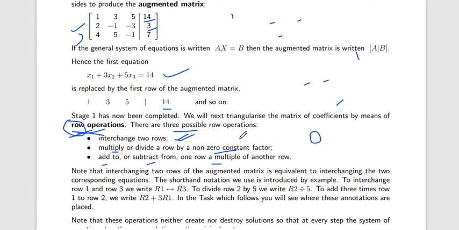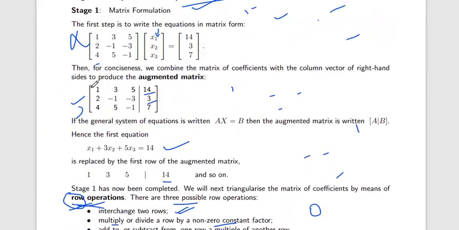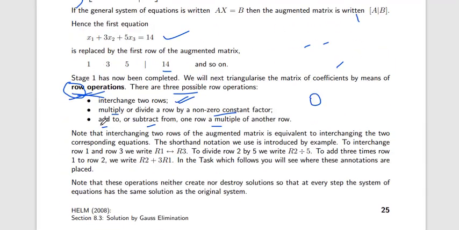This operation is also possible in a matrix. We multiply the first row by 2 and then subtract it from the second row. So this is adding or subtracting from one row a multiple of another row. These are the three types of row operations.